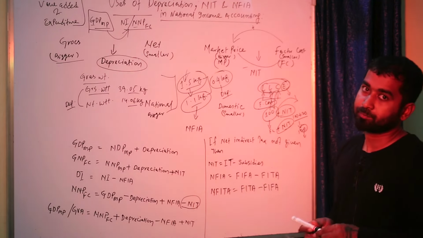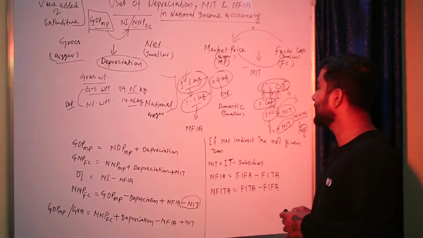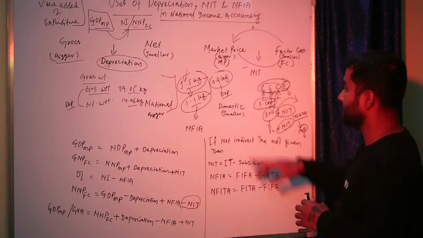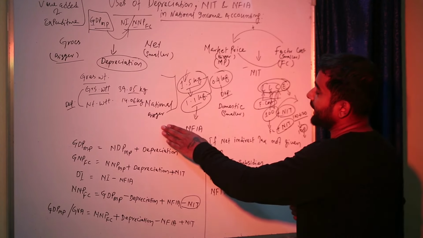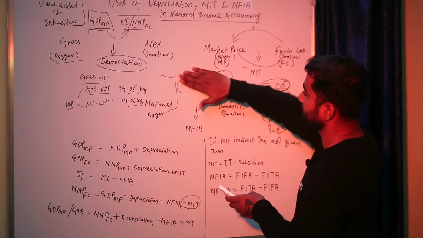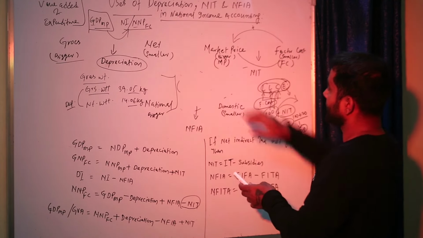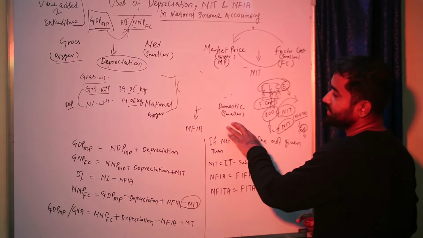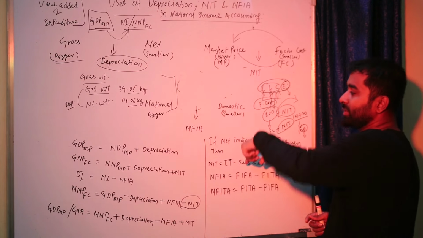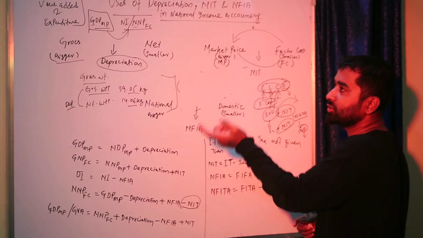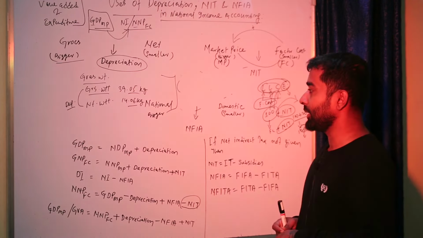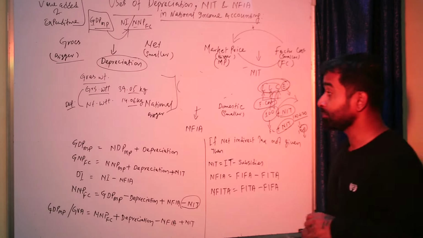I hope that is understood. The last point we are going to see here is national and domestic. Now come to national and domestic. The tool we use for the conversion of domestic to national or national to domestic is NFIA. NFIA full form is net factor income from abroad. Let's see how we use this.